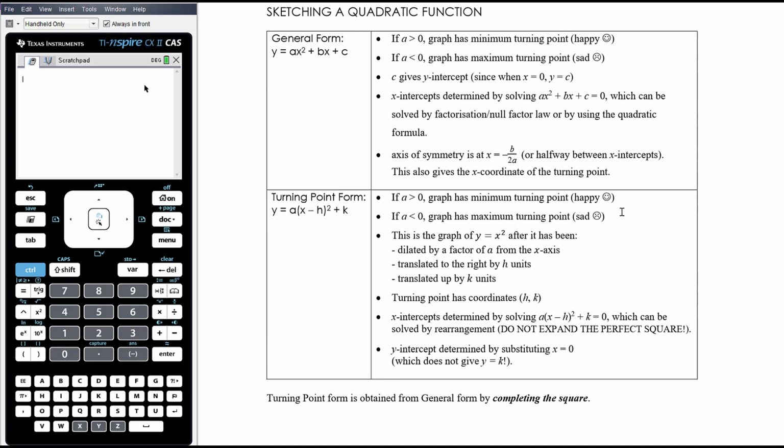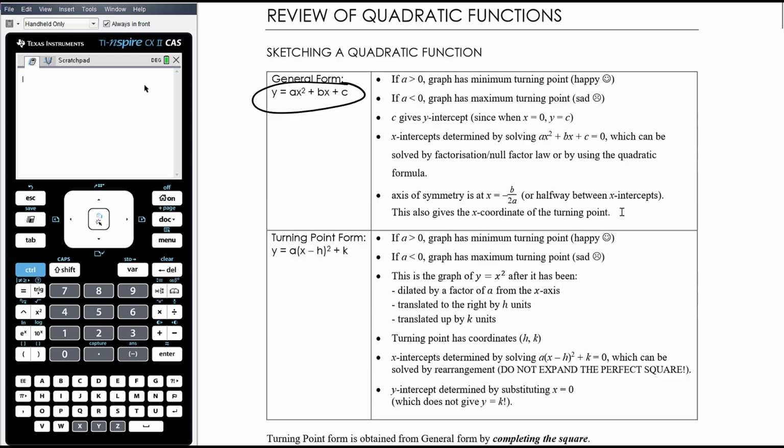If you've got it in, this is the least helpful form probably, if you've got it in this form, the only things you immediately know is if a, the coefficient of x squared, is a positive value, the graph has a minimum turning point. I call those happy parabolas, they're smiley. If a is a negative value, the graph has a maximum turning point and it's a sad face shape, okay? So, negative a, sad, positive a, happy, easy. That's true of turning point form too. The a out the front, the dilation factor out the front, if it's positive, happy, if it's negative, sad.